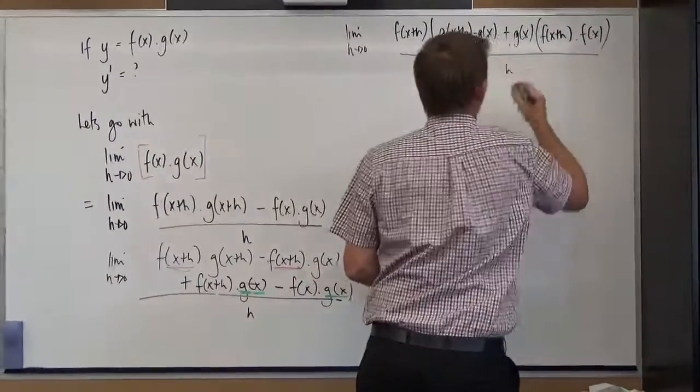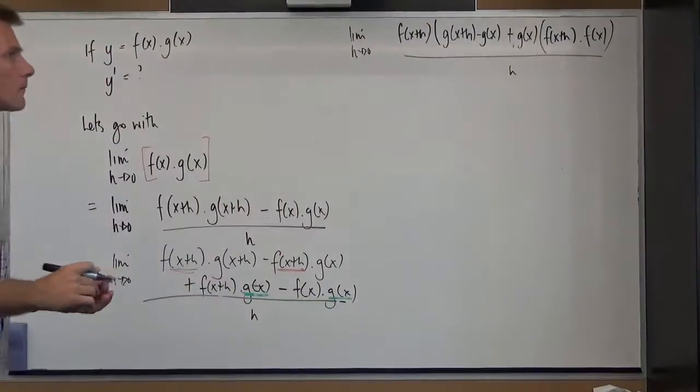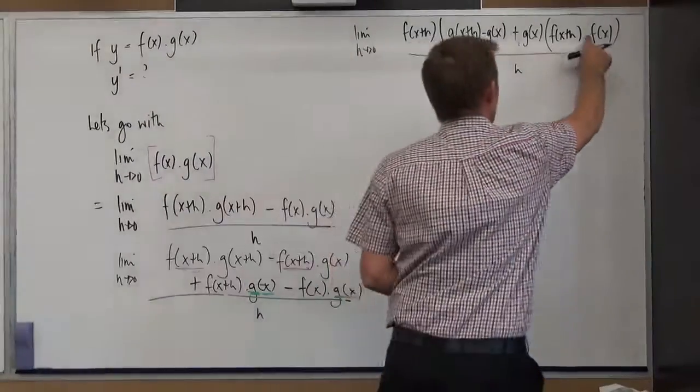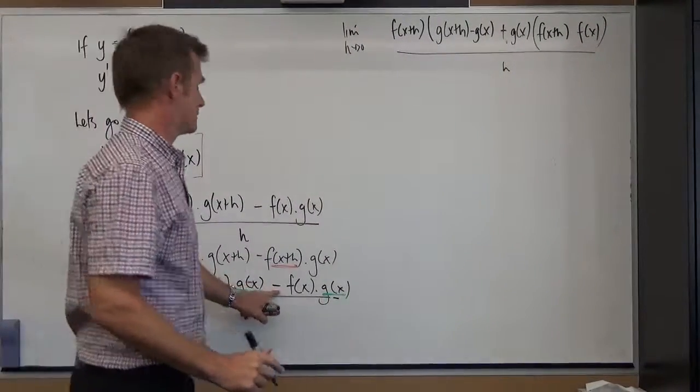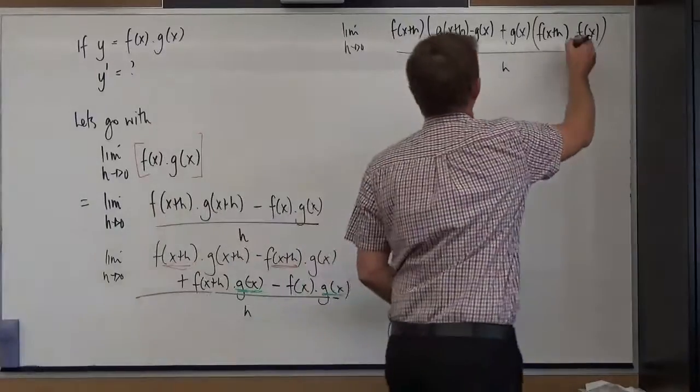So, all over h. Right? Oh, sorry, missed something here. It's going to be f of x minus. Yeah, it's going to be minus there as well.